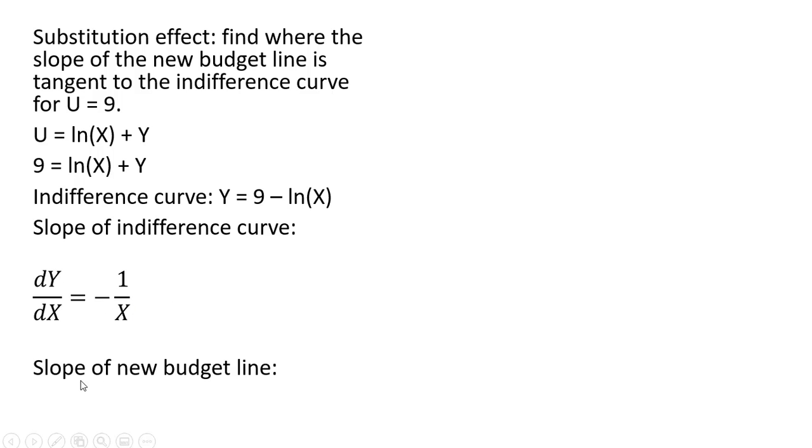And now we've got to get the slope of the new budget line. The slope of a budget line in general is minus the price of good X divided by the price of good Y. And the price of good X fell from $1 to 50 cents, so that's why we have 50 cents now in the numerator. And simplifying, we just get minus 0.5.